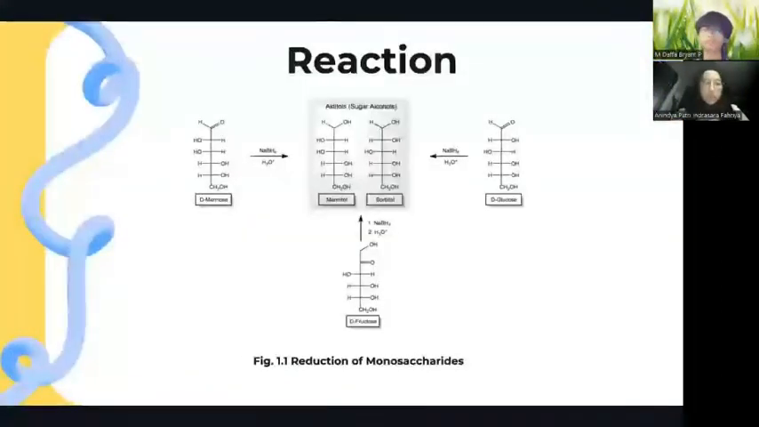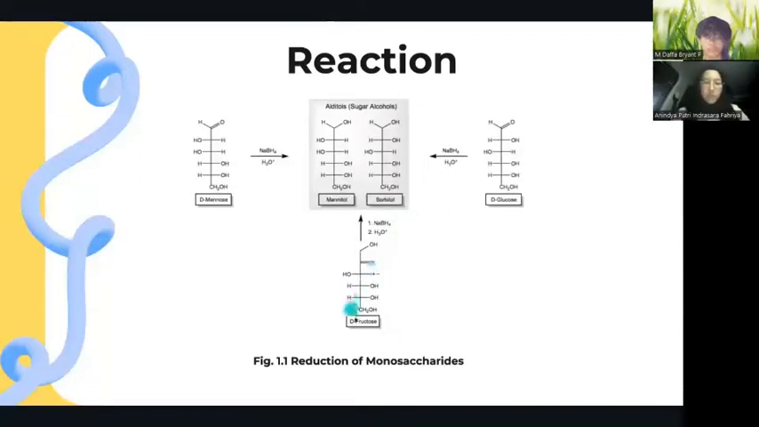Next, for the reaction, D-mannose is reduced with sodium borohydride, and then H3O+ is used to quench the negative charge and add 2 protons, which we know as a protonation step. And then D-mannose is reduced into mannitol.